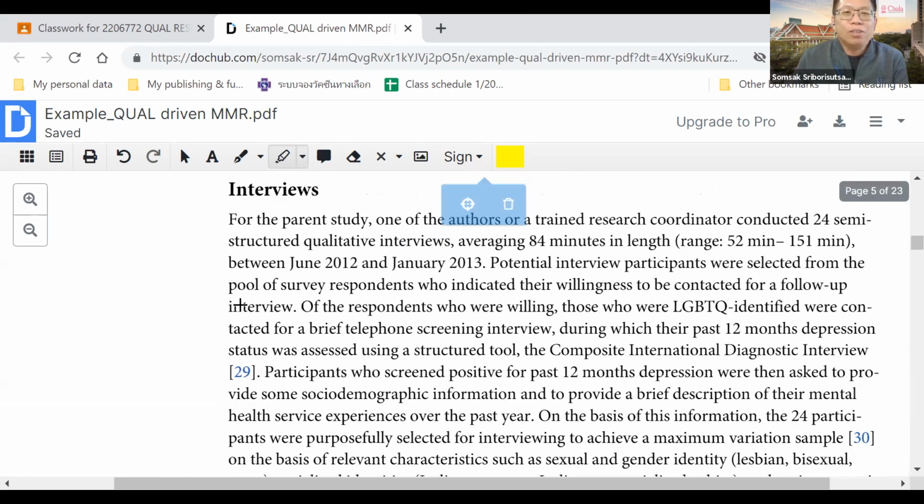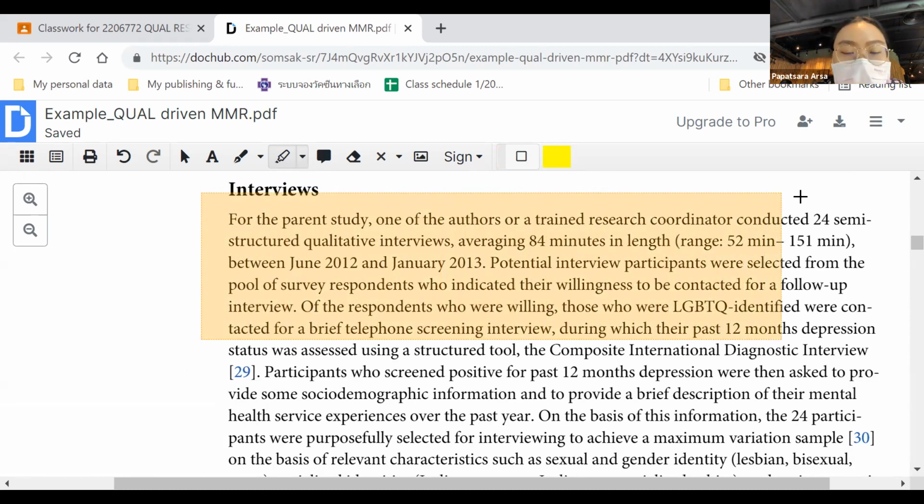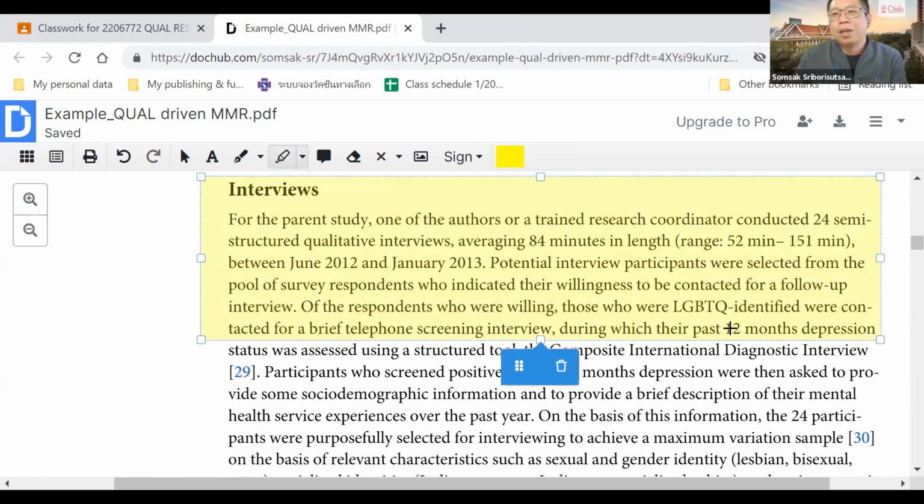Okay, thank you. So Pukpik answers that we have the same people, but they just pick them up from the survey phase, right? Yeah. They say, oh, potential interview participants were selected from the pool of survey respondents. You can see on the screen now, in the interview section, we can call it mixed methods research. Why? Because they have the same people, right? Even a smaller number, but it's okay. Is it the same group? Yeah, who are willing to join the interviews, right?